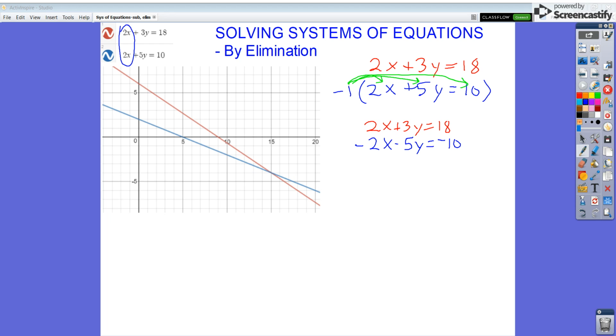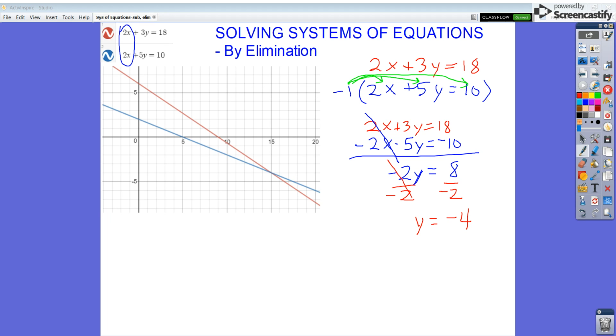So now we just add. These, of course, cancel out. Makes 0. 3y minus 5y will give you minus 2y. And 18 minus 10 is 8. So to isolate the y, we divide by the same thing, so it's a minus 2. So these cancel out, and you're left with y equals negative 4.